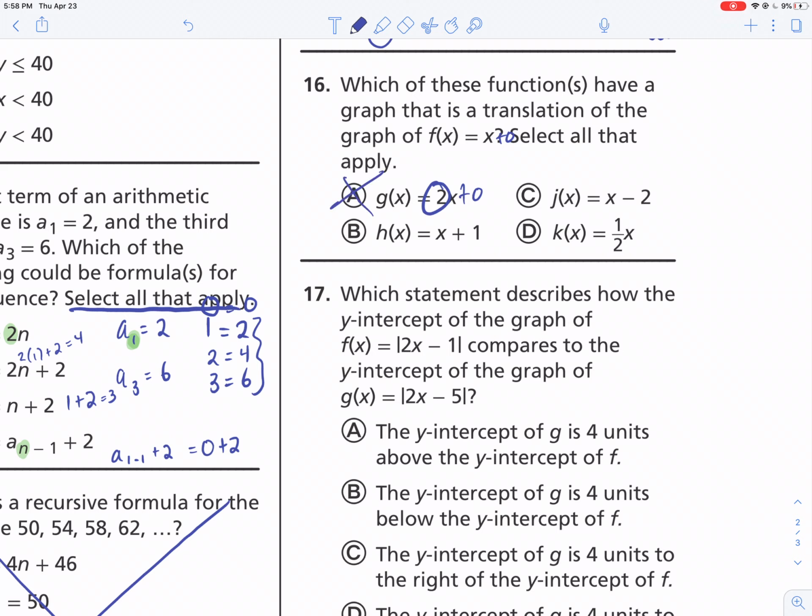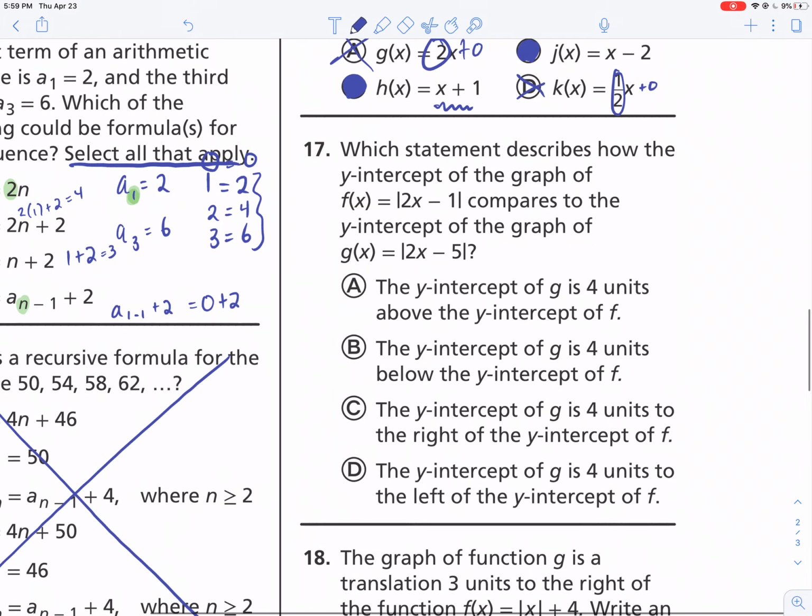If I look at B, this would say all of my values are going to go up by 1. So yes, that means it's translated up 1 unit. If I look at C, it's going to have the same slope, but all my units are translated down 2 units. And then if I look at D, this is just going to change my slope, but it's still going to be at 0. It would just be less steep. So that one's not going to work. It would be a translation. So we get B and C for that one.